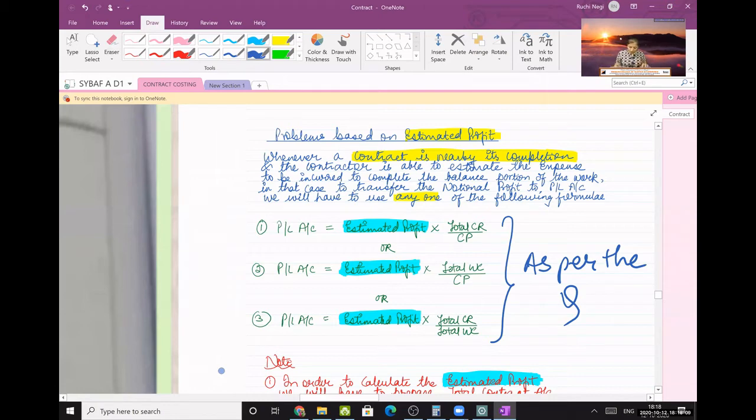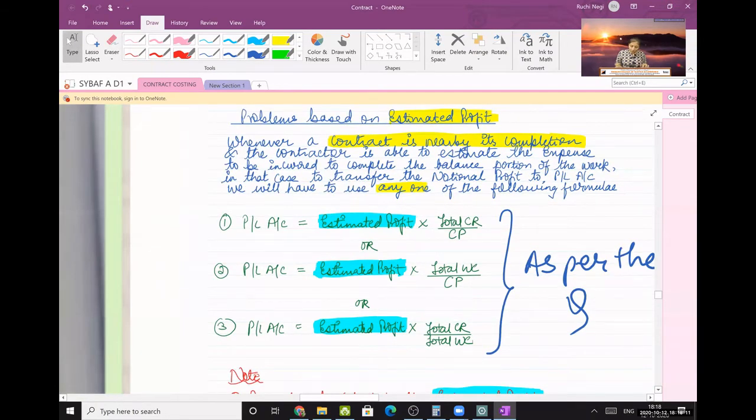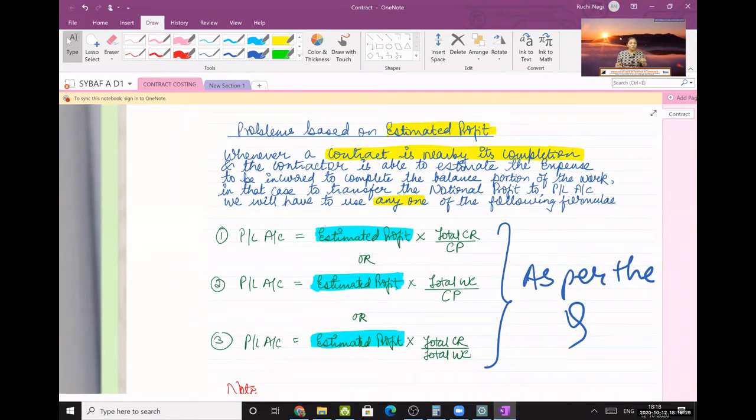The same logic. So this will be used when the contract is nearby its completion and the contractor is able to estimate the expense to be incurred to complete the balance portion of the work. In that case notional profit is calculated and P&L is calculated on this basis, not on the basis of that 2/3 and 1/3 formula. No calculation of range because you're nearing the stage of completion.